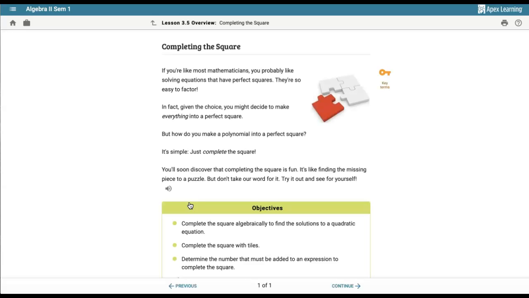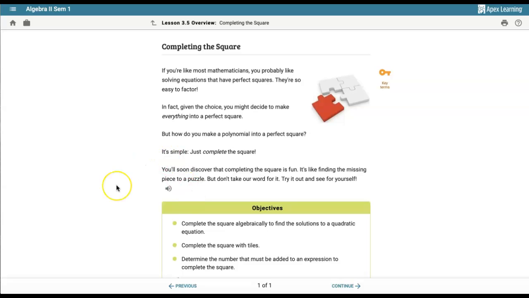For the overview here, what this is talking about is easy. If you're given the choice, you're probably going to make something perfect if you can. Why would you not make something a perfect square if it's possible? Because it's easy to factor, as we just found out. If we know it's a perfect square, it's so easy to factor. Why not make it simple on ourselves? So the question is, how do we make something a perfect square?